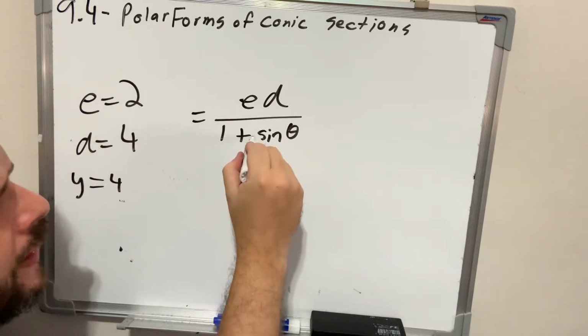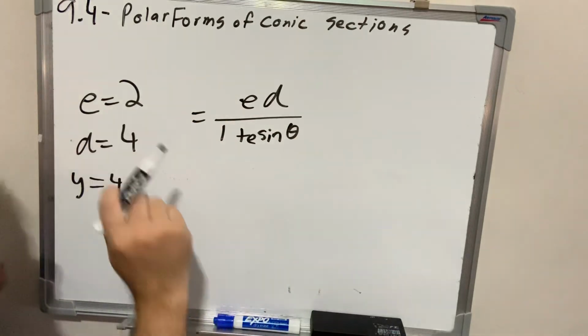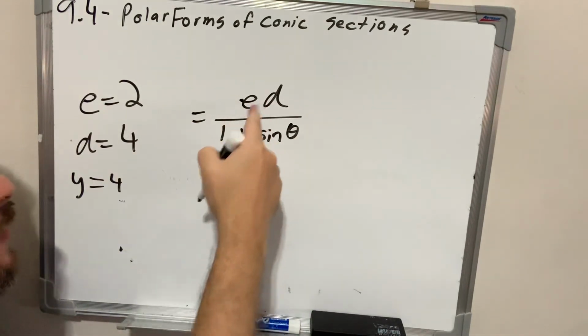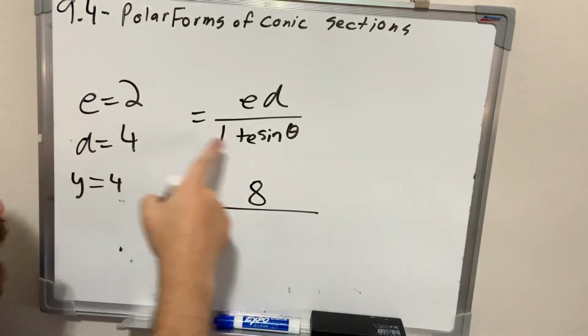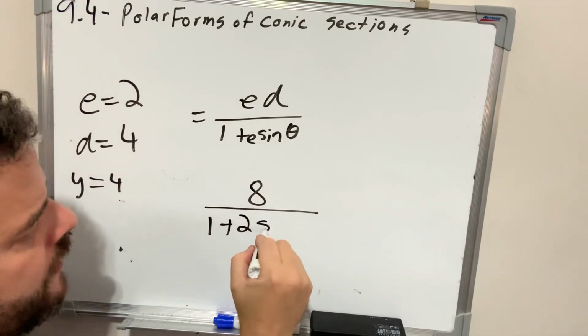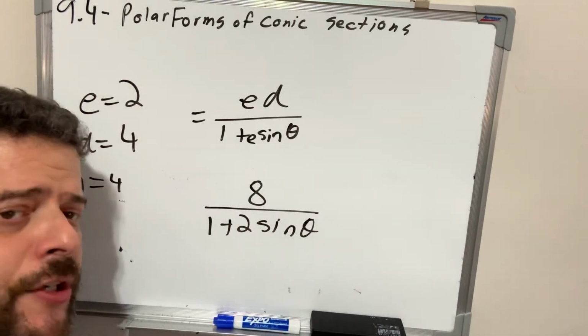Now, oh, I forgot my e here. All you have to do is plug in and you're done. I know that my e is 2 and my d is 4. That means I'm going to have 8 as a numerator, 1, and then I'm going to put your e in front of the identity, and you're done.